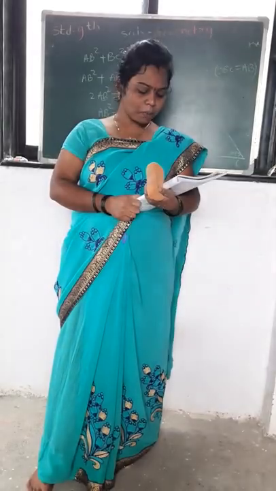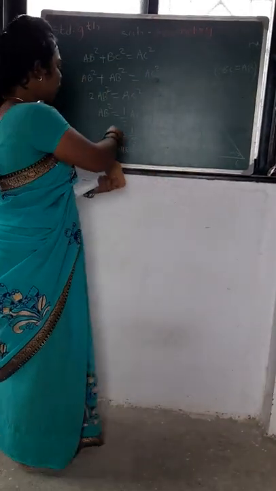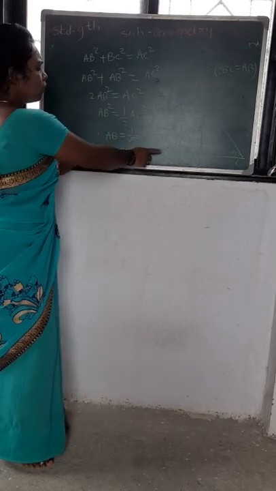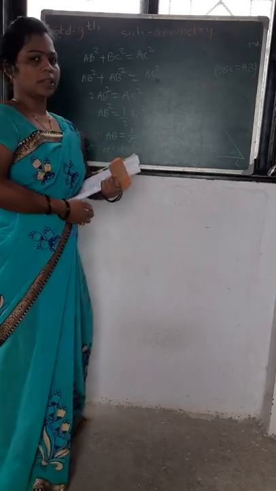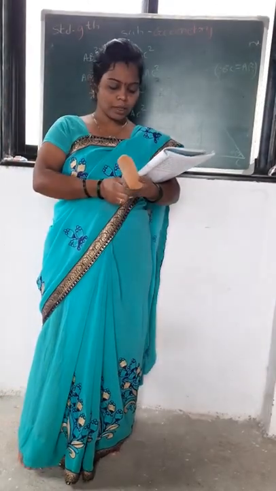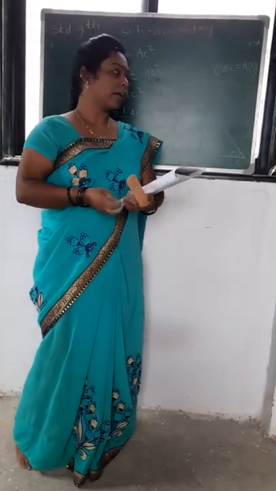Then the second statement is: if the acute angles of a right angle triangle are 45 degree, then the length of each side containing the right angle is hypotenuse upon square root of 2. This property is known as the 45, 45, 90 degree theorem. Then our next point is median of a triangle.